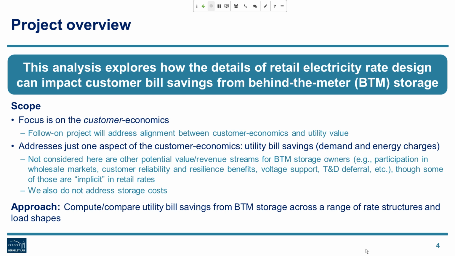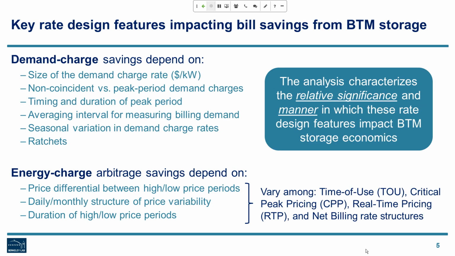So there are two key rate design features that impact the bill savings from behind-the-meter storage. The first is the demand charge. The demand charge, as you know, is a portion of the electricity rate that's dependent on the customer's peak load level in kilowatts. A storage system can reduce the demand charge by discharging during the customer's peak load time. The demand charge savings are really going to depend on the size of the demand charge.